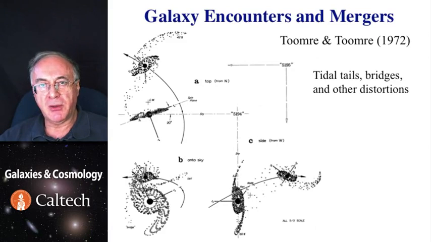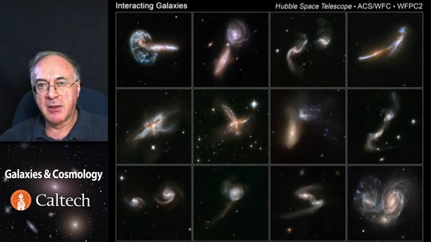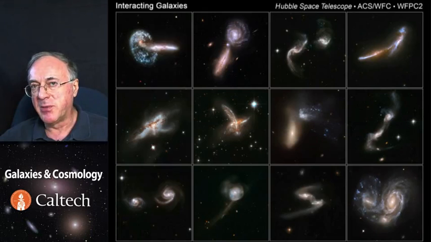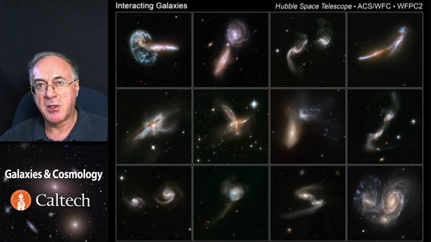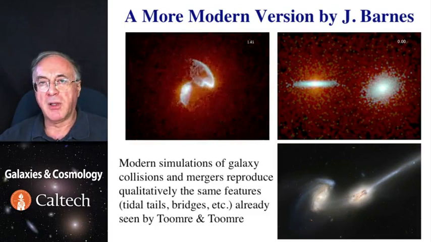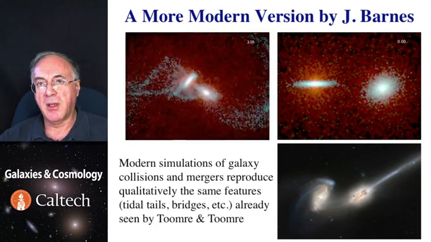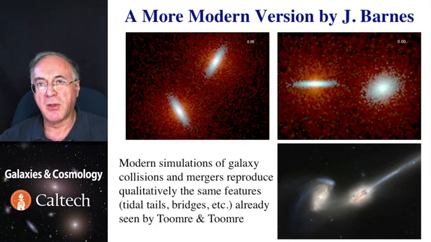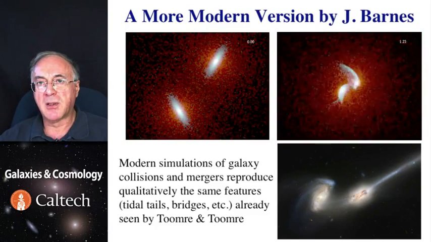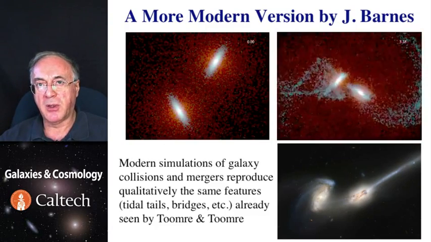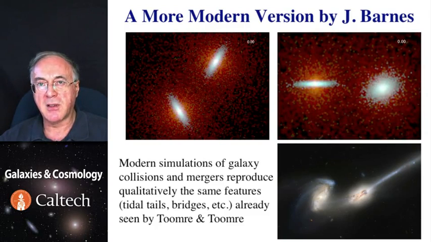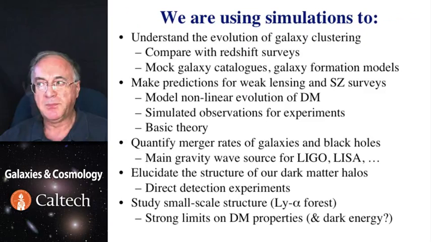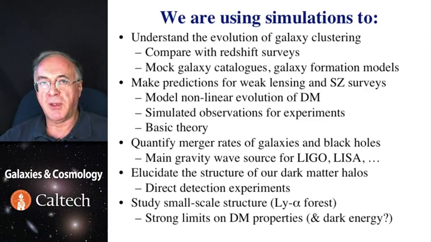So this is what Toomre and Toomre saw. And in fact, this explained many puzzling observations. We see strange-looking galaxies or pairs of galaxies, and now we understand that they are all products of galaxy collisions and galaxy mergers. More modern simulations carry out essentially the same thing and show that Toomre and Toomre pretty much got everything right. These are from Josh Barnes and his collaborators and show simple collisions of galaxy disks using more modern computations. So what are simulations used for?